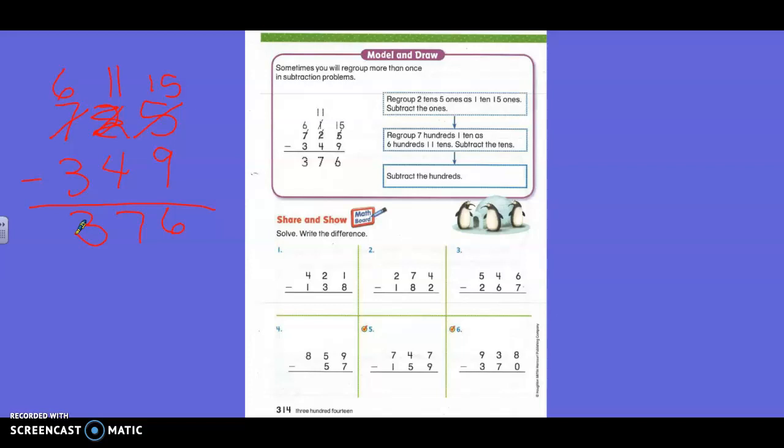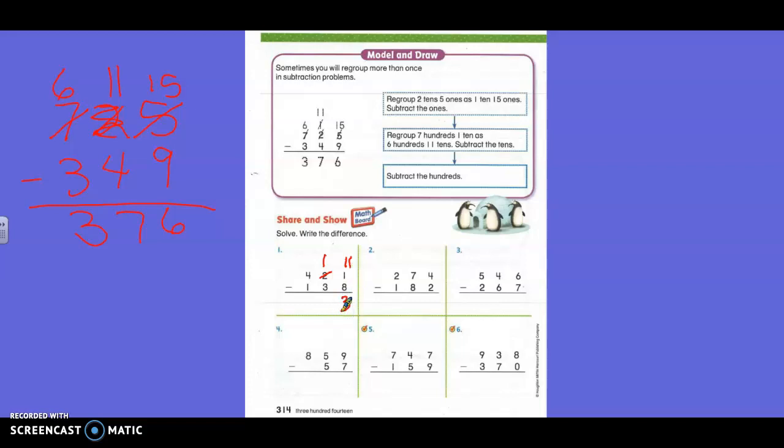Together. Okay? 1 minus 8. Can't do. Okay, so let's borrow from the 2. What are we making the 2 now? 1. And the 1 is going to be? 11. Okay, 11 minus 8. 11 minus 8. Finley? You guys agree? Yes.